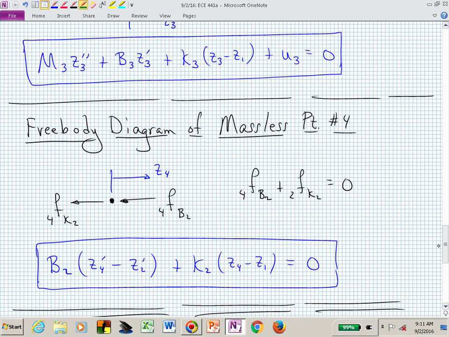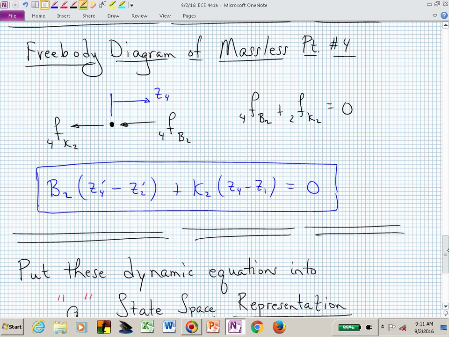And finally, for the massless point between, I think, mass 2 and mass 1, we identified that and labeled that as point number 4. It was massless. If you were confused, you could put a mass there and say, oh, this is mass 4, and then just give it a 0 weight. If you said, well, I know how to do this if it was a mass, okay, well, do it as if it was a mass and just give it 0 mass, and then you'll end up with the same equation.